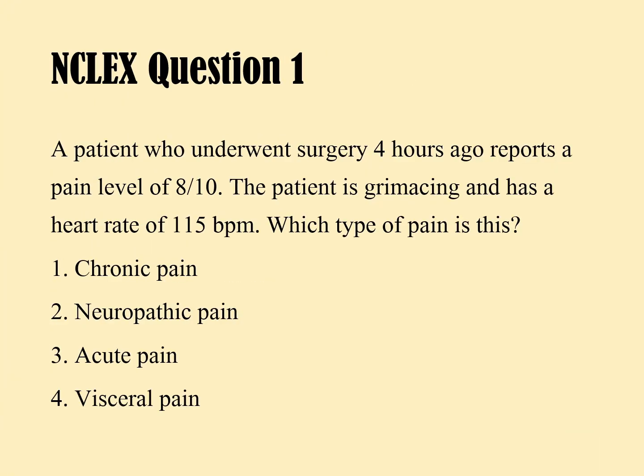NCLEX question 1. Let's check your understanding. A patient who underwent a total knee replacement 4 hours ago reports a pain level of 8 on a scale of 0 to 10. The nurse notes the patient is grimacing and has a heart rate of 115 beats per minute. Which type of pain is this patient experiencing? 1. Chronic pain. 2. Neuropathic pain. 3. Acute pain. 4. Visceral pain.